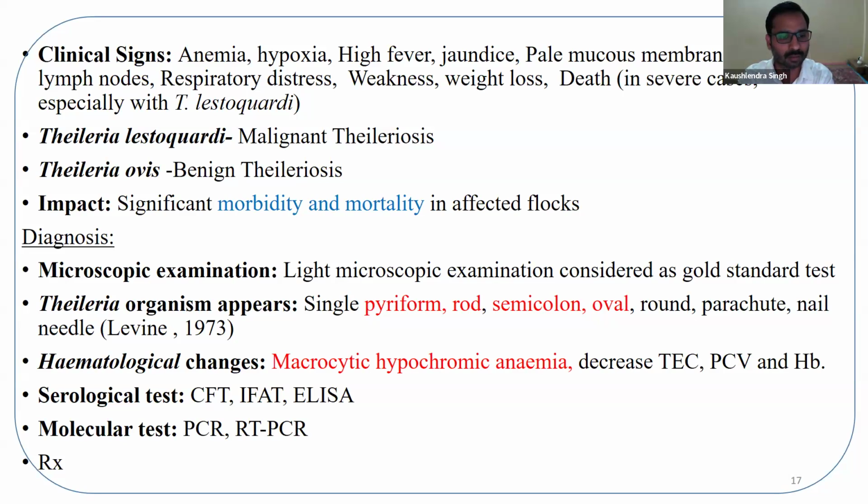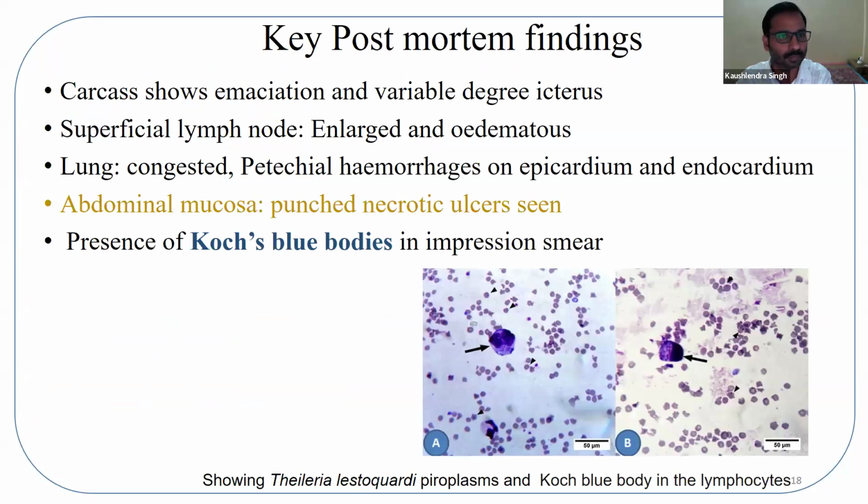Serological tests can be done, like CFT (complement fixation test), indirect fluorescent antibody test, and ELISA, and molecular tests like PCR and RT-PCR. They are costlier, but they have high sensitivity compared to light microscopy. Coming to the treatment, buparvaquone at the rate of 2.5 mg per kg body weight, with supportive therapy, is commonly used for the treatment of theileriosis.